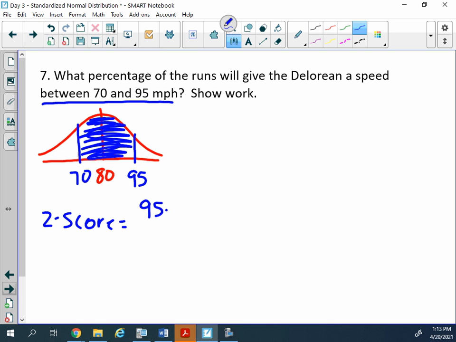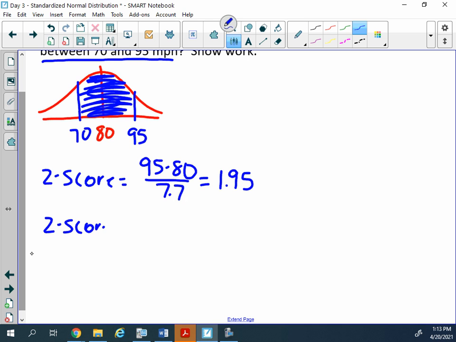So I do 95 minus 80 divided by 7.7. Calculate that, I get 1.95. Okay, now the z-score for our 70, we do 70 minus 80 over 7.7, and that gives us negative 1.30.